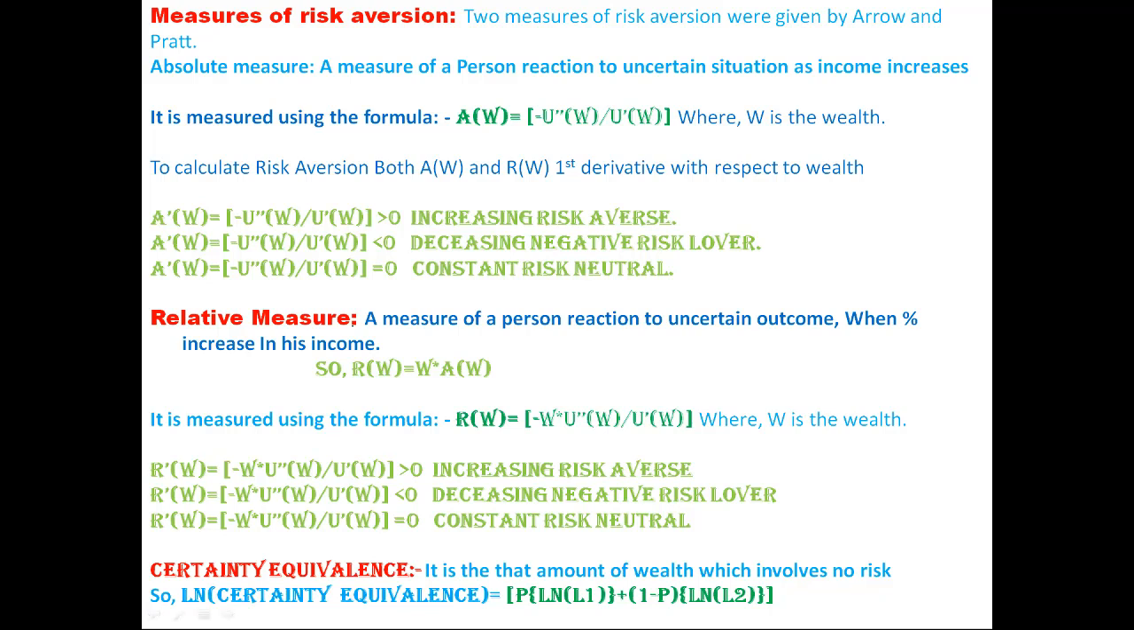Next thing is the certainty equivalence. It is a certain amount of wealth which involves no risk. Certainty equivalence can be represented with the natural logarithm: probability times ln of wealth L1, plus one minus P times ln of wealth L2, weighted by their respective probability. Basically, certainty equivalence tells about the certain amount of income which involves no risk.